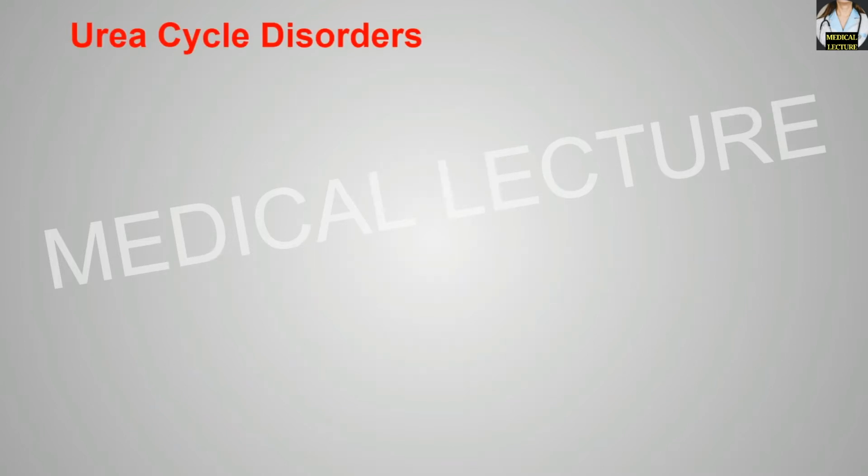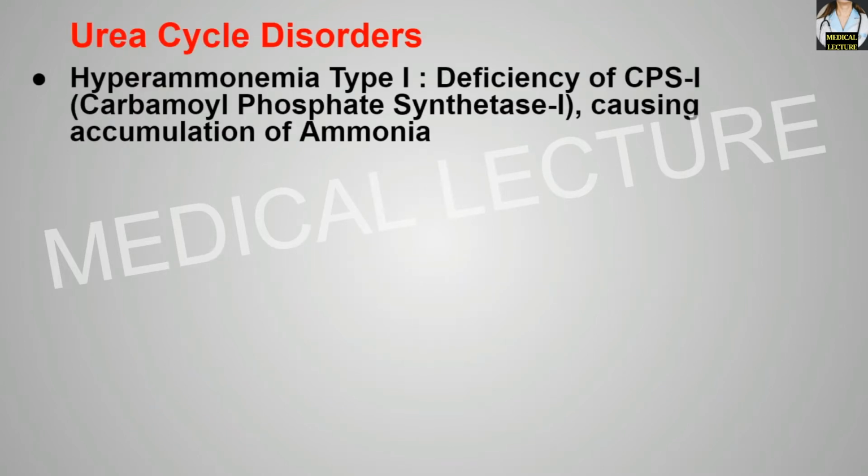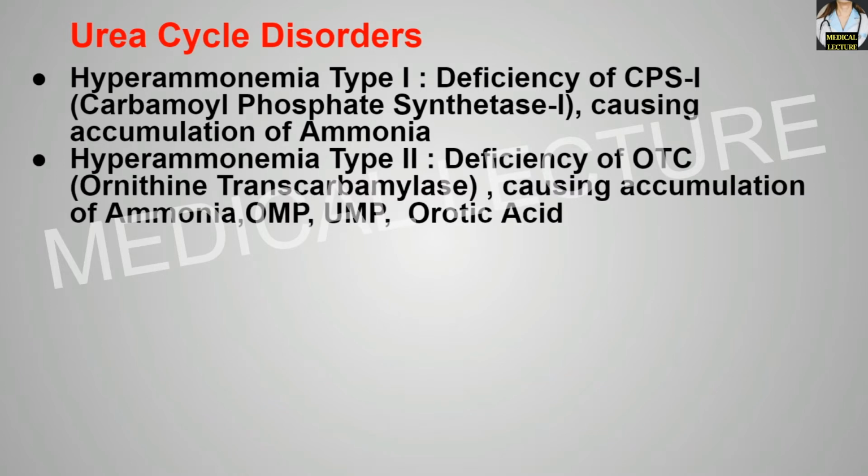Urea cycle disorders. So first of all, hyperammonemia type 1, that is deficiency of the carbamyl phosphate synthetase 1 enzyme causing accumulation of the ammonia. Now next is the hyperammonemia type 2 disease, and over here there is deficiency of the ornithine transcarbamylase enzyme resulting in accumulation of the ammonia, uridine 5' monophosphate, uridine monophosphate and the uric acid.